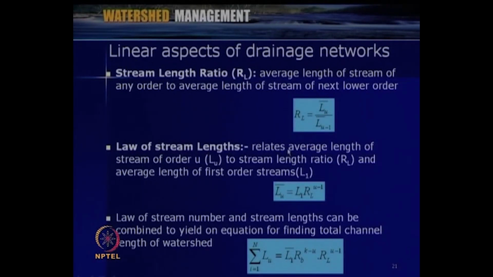Then the law of stream lengths, that relates the average length of stream order u to the stream length ratio RL and the average length of first order streams. So, Lu bar is equal to L1 into RL to the power u minus 1.